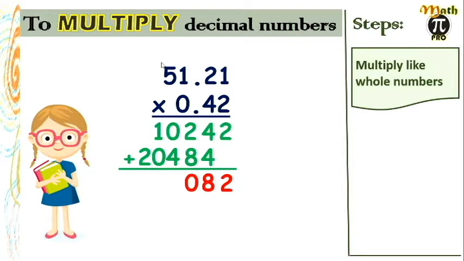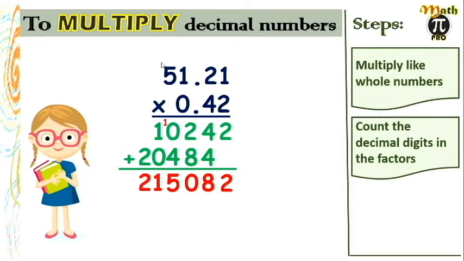Like whole numbers, we will use carry if it's needed. So we have carry 1 here. Then 4 plus the carry 1 is 5, 1 and then 2. So after multiplying like whole numbers, we now count the decimal digits in the factors.